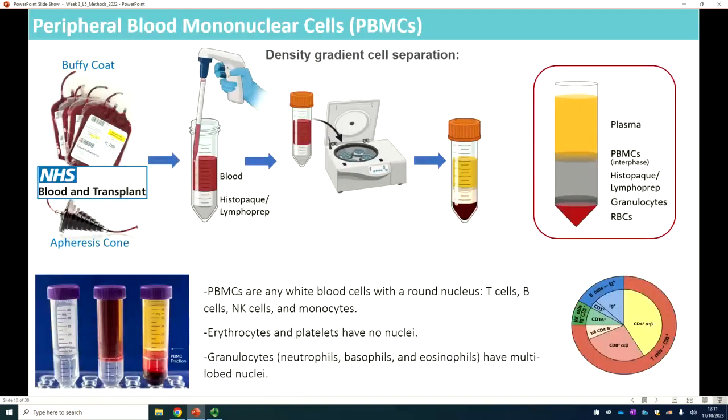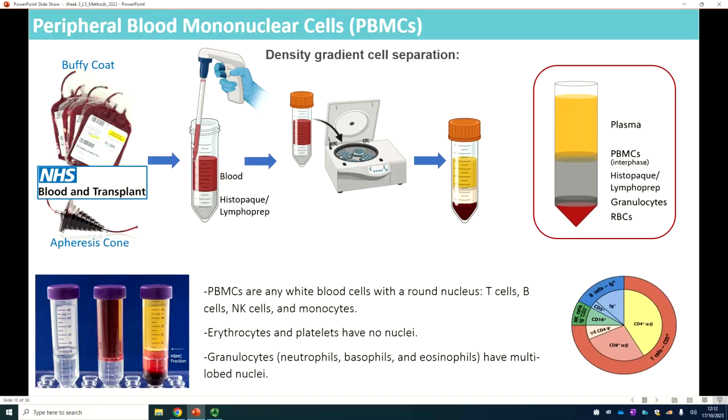But then if we look at how we might actually isolate peripheral blood mononuclear cells, or PBMCs, this is how we would do it. The NHS has a Blood and Transplant Service, and you can actually get blood products for research labs from it. So you can get what's known as a Buffy coat or an apheresis cone, and essentially these have been enriched for leukocytes during the blood processing once it's been donated. And you can request this from the NHS, and then you can perform density gradient cell separation.